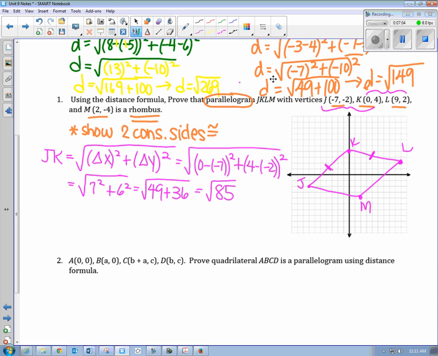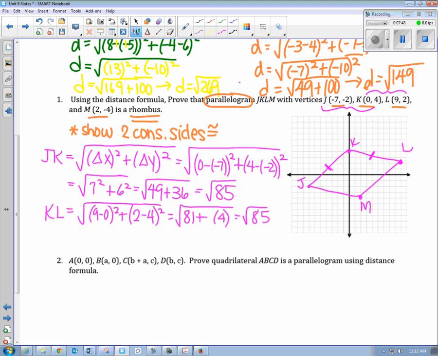And I know that when I now find the length of KL, it has to turn out to be the same. So I'm going to plug in for KL. I'm not going to rewrite the distance formula in this case. As long as it's written once per problem, I consider that acceptable. So I'm going to substitute in, so I have 9 minus 0 squared plus 2 minus 4 squared. When I simplify that, I have 9 squared, which is 81, plus -2 squared, which is 4, and I end up with the square root of 85.